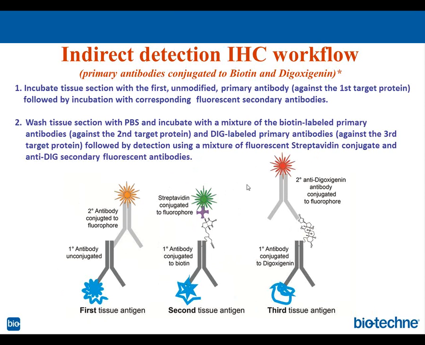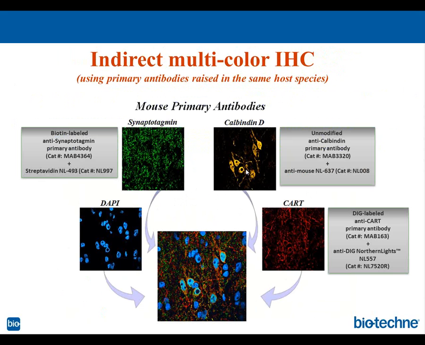Now, this is a nice cartoon, right? And I think the colors look nice here, but how is this going to work in reality? I'm going to show you a few examples when we use primary antibodies raised in different species. This is the example of using all mouse primary antibodies on a rat brain. And here we are detecting calbindin, synaptotagmin, and CART. For calbindin we use unmodified antibodies against calbindin, followed by incubation with anti-mouse Northern Lights 637 secondary antibodies.